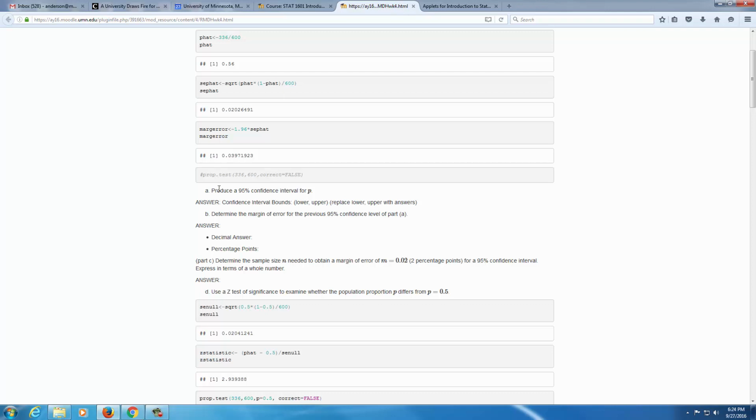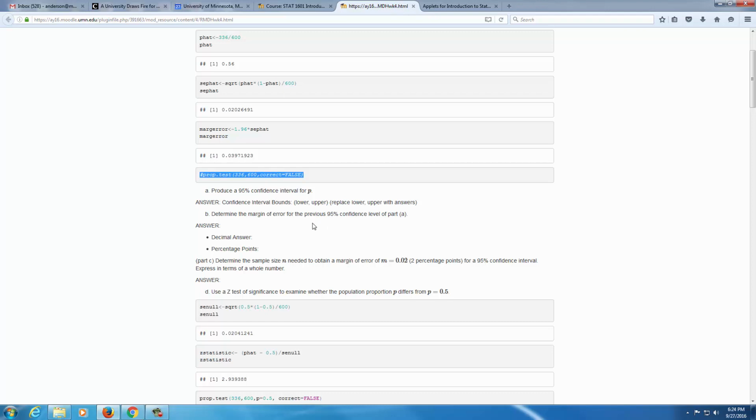The other thing you could do would be to go inside the code block and take off the hashtag comment character on this prop.test command, and this prop.test command would produce the lower and upper boundaries for the confidence interval directly. So I'm assuming you could either use the command, or you could construct the confidence interval either by making commands in a code block or constructing it by hand with your calculator, and that would give you the confidence interval for part A.